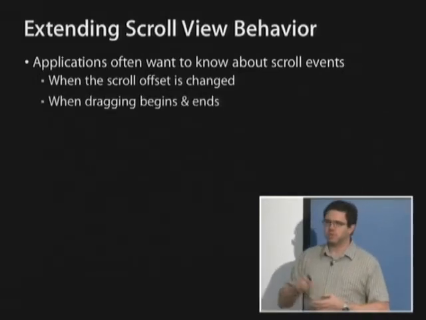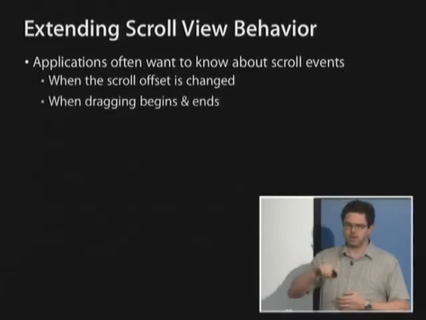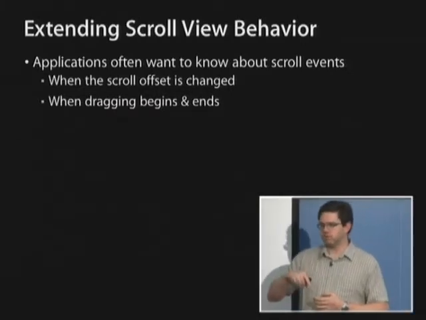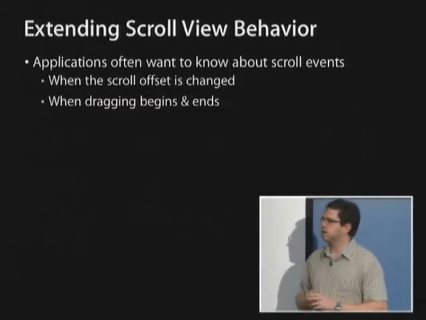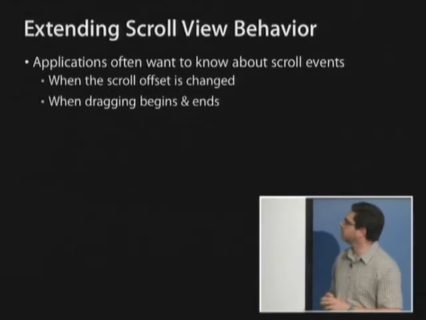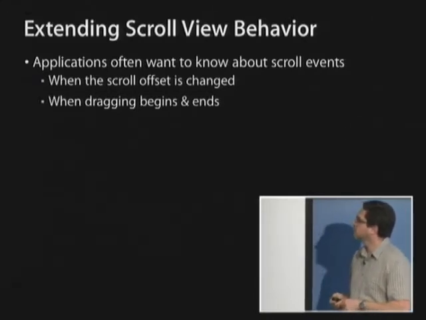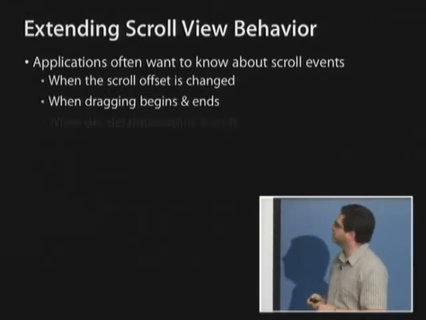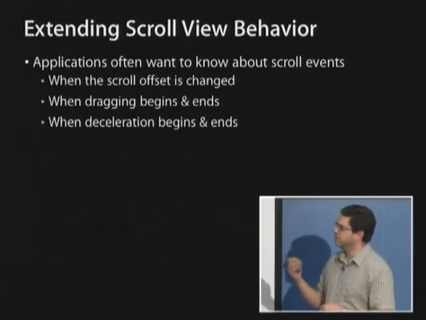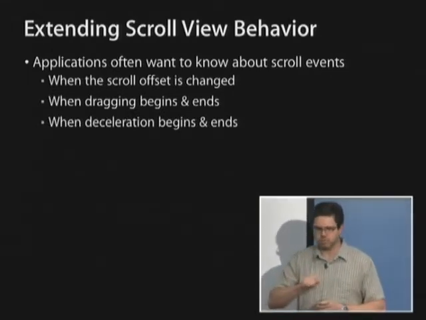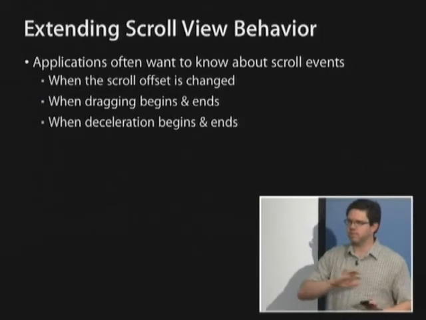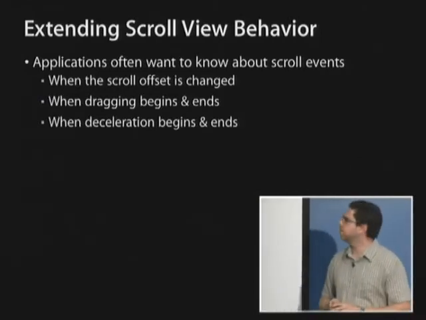Find out when dragging begins and ends. So this is when the finger actually is on the screen, not when you release and the smooth scrolling is a separate thing. That's when the scroll offset is changing. But you can find out when the user's finger is actually down on the screen. And then you can find out when the deceleration begins and ends. That's when you push and then release, and the scroll view sort of coasts to a stop.